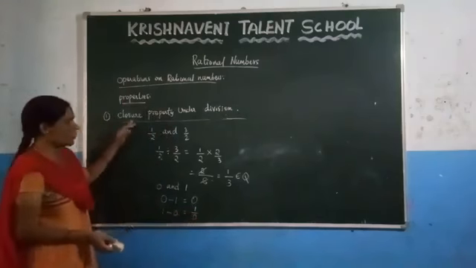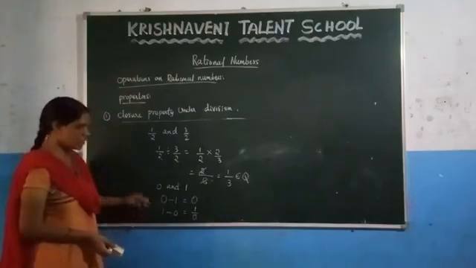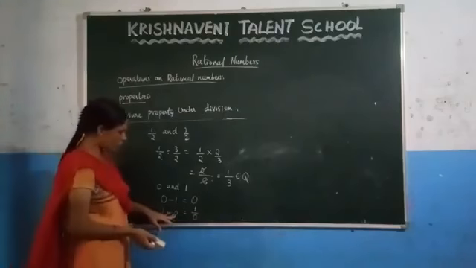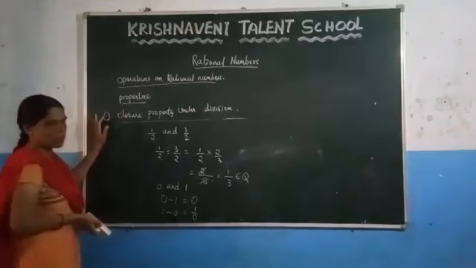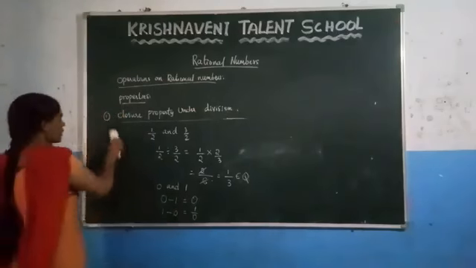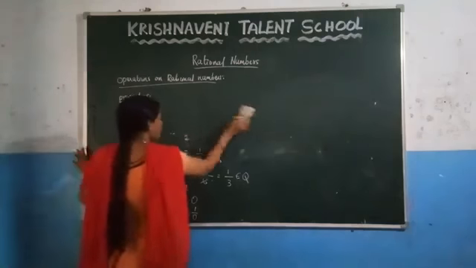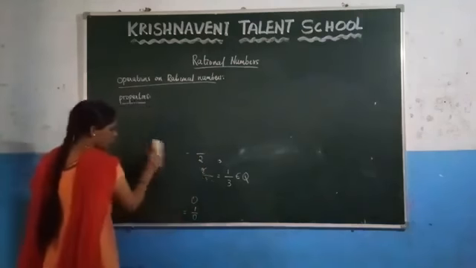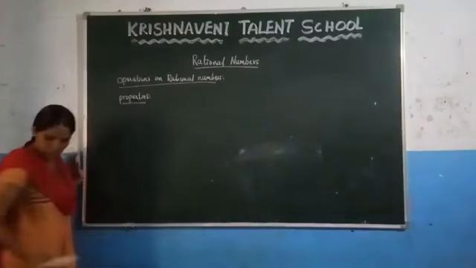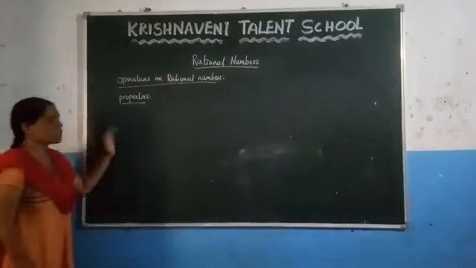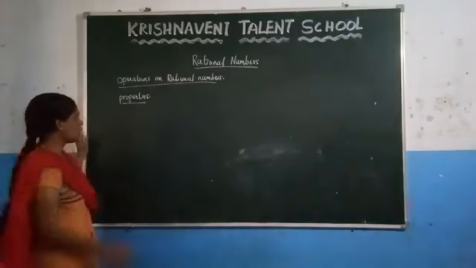So closure property holds good under division, except for one condition, that the denominator should not be equal to 0. This is the closure property. What the closure property says is, if you consider any two rational numbers, if you add, subtract, divide or multiply, the result should always be a rational number.